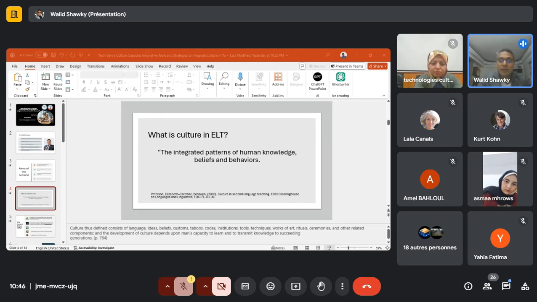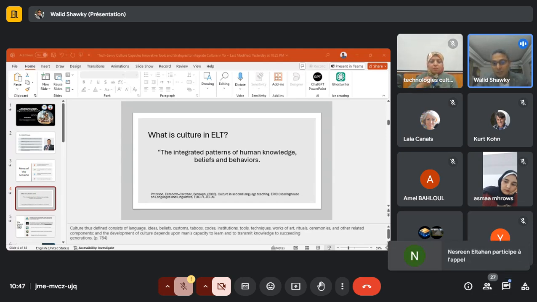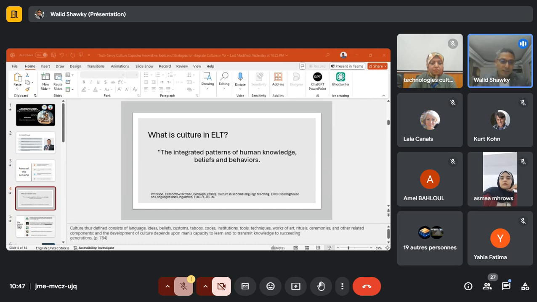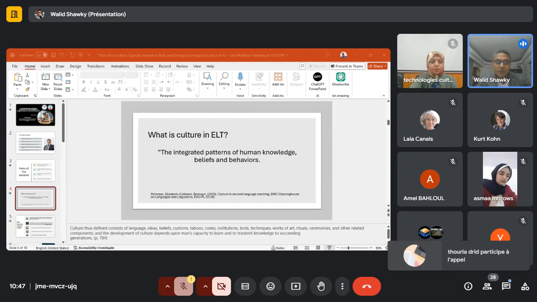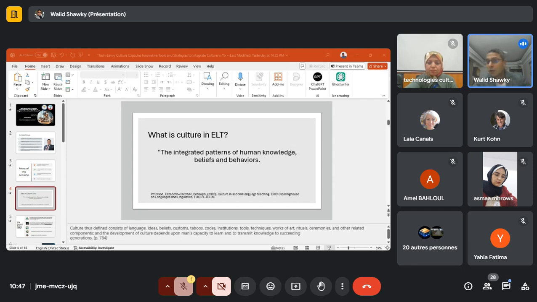Globalization demands culturally aware communicators. Yes, now in the age of globalization, we need to communicate with everybody around the world, and we are trying to provide our students with knowledge that they can use outside their countries. They need to communicate with the world outside, and they need this cultural awareness to be able to understand what these people are talking about and how they are expected to respond in specific situations.